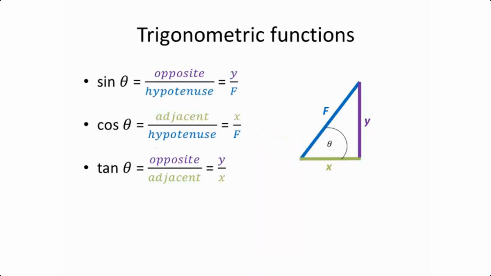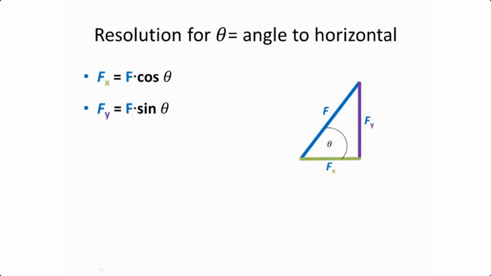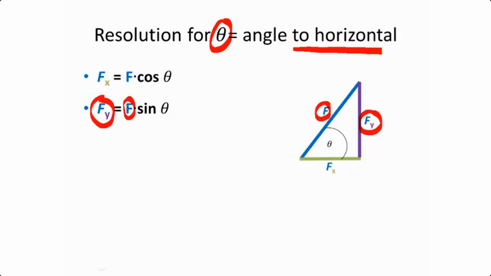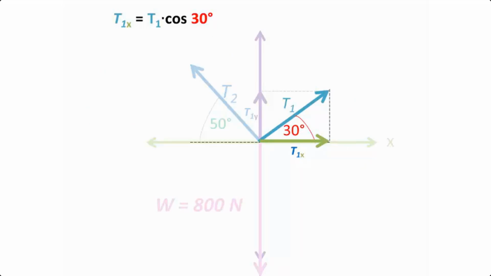You might want to pause the movie here to remind yourself of the trigonometric functions. Also remember that if we have the angle theta as being to the horizontal, as in this particular case, then we can find Fx, the horizontal component, by multiplying F's value by cos theta. And we can find Fy's value by multiplying F's value by sine theta. So to find the horizontal component of T1, we multiply T1's value by cos 30 degrees, because 30 degrees is the angle T1 makes to the horizontal.